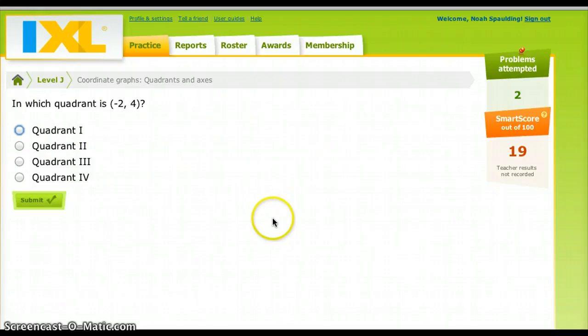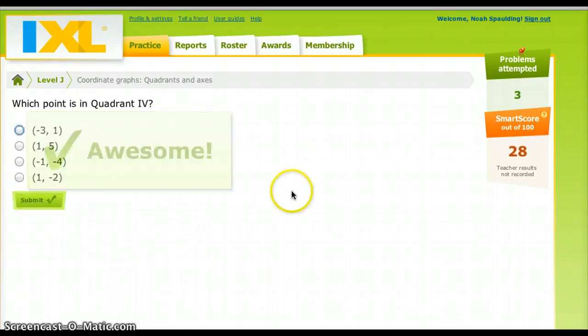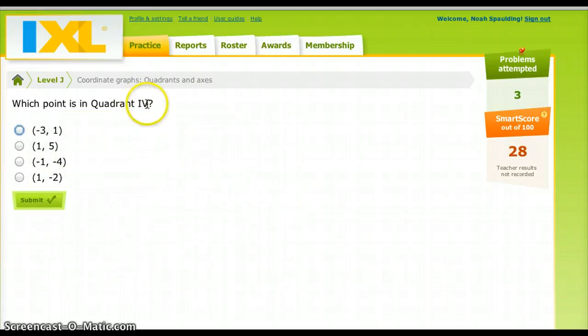Okay, same thing. Let's start at the middle. We go to the left 2, and we go up 4. What quadrant is that in? Here's the first, second. Quadrant 2.